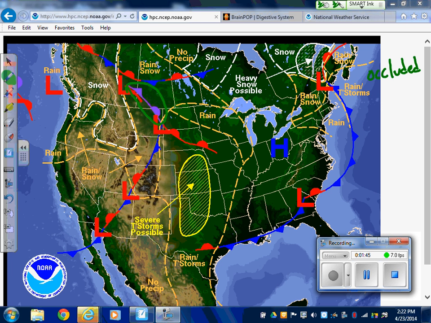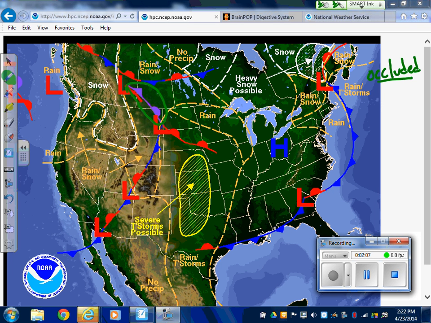And occluded, what does occluded mean? If your vision is occluded, what does it mean? Just in everyday language, what's occluded mean? If your view is occluded? Nobody? It's cloudy, it's blocked. So the fronts are being blocked from moving. So that's an occluded front. We'll talk about it in a minute.